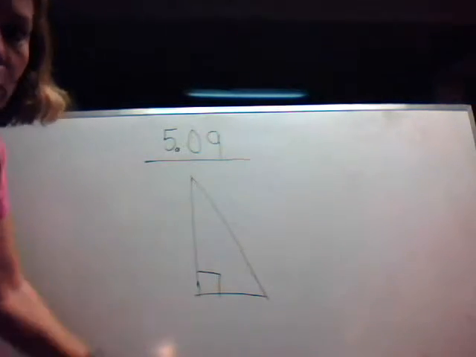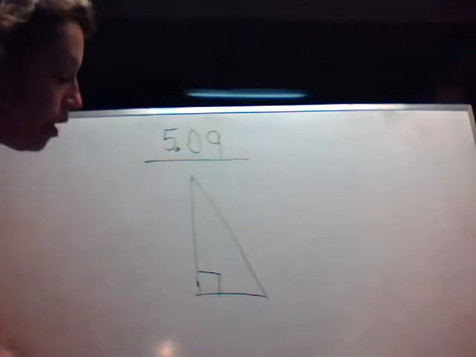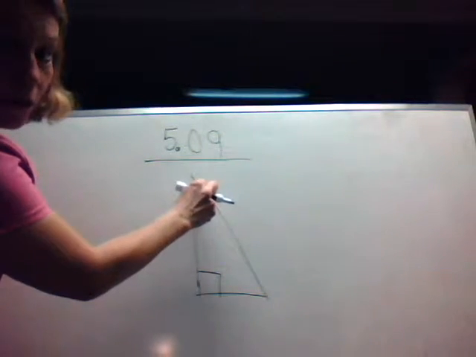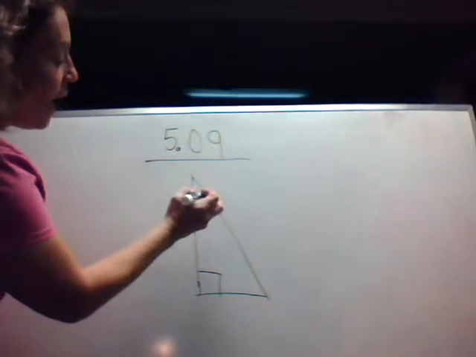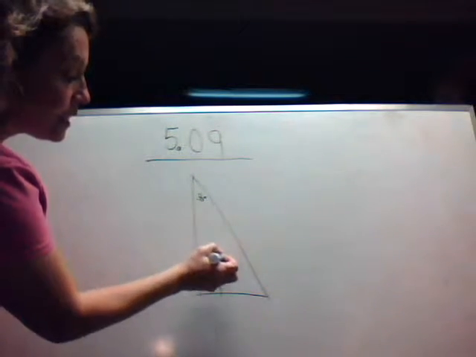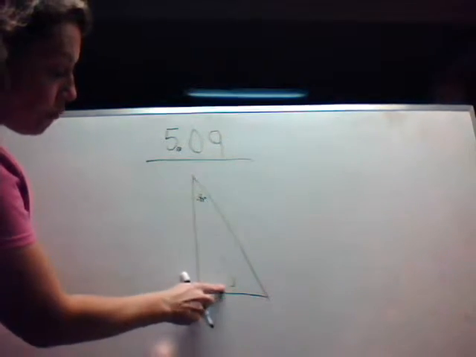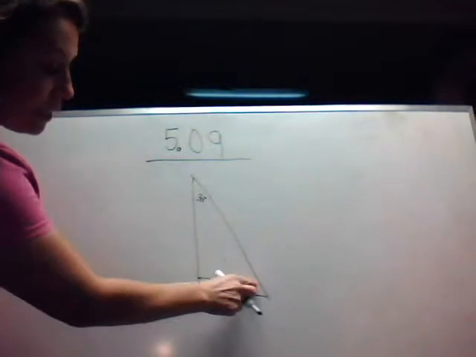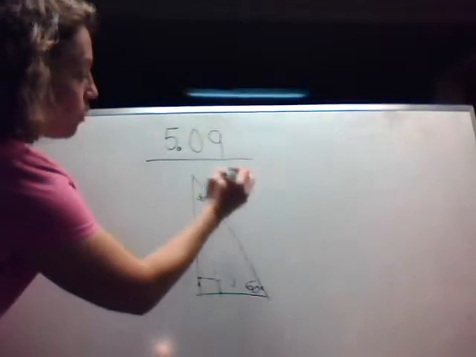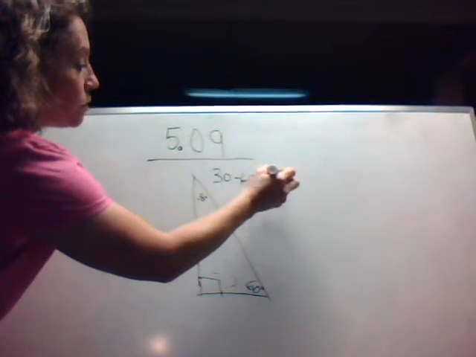So if this is my triangle, and I know that it's a 30, 60, 90, I know that the smallest side is opposite the smallest angle. So that means this angle up here has to be my 30-degree angle because it is opposite the smallest side. That means here's my right angle, so that's a dead giveaway. That one has to be my 60. Okay, so this is my 30, 60, 90 rules.